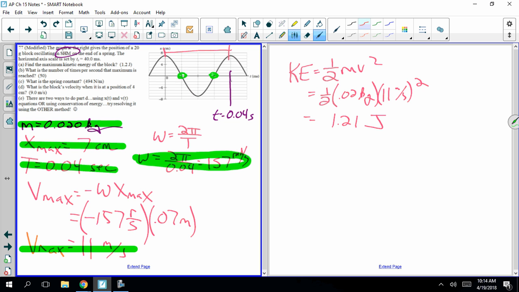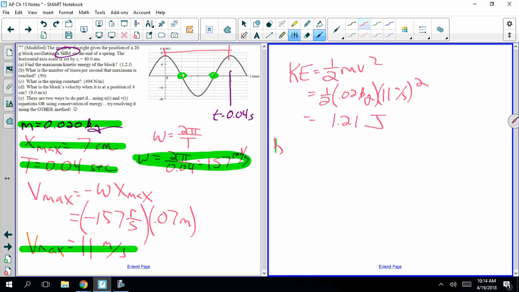So, to do part B, we're going to say, all right, well, we have 2 maxes per period, right? Follow? Times 1 period is 0.04 seconds. So if I simplify that, I'm going to end up with maximums per second, right? Make sense? All right, so that gives you 50.